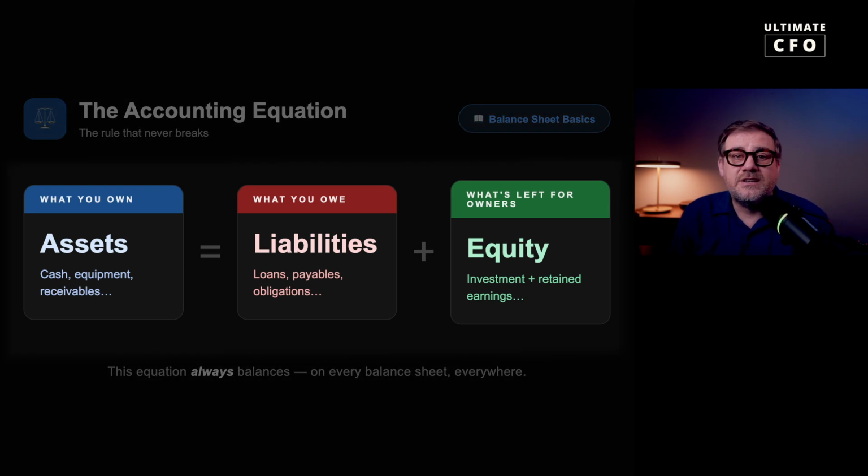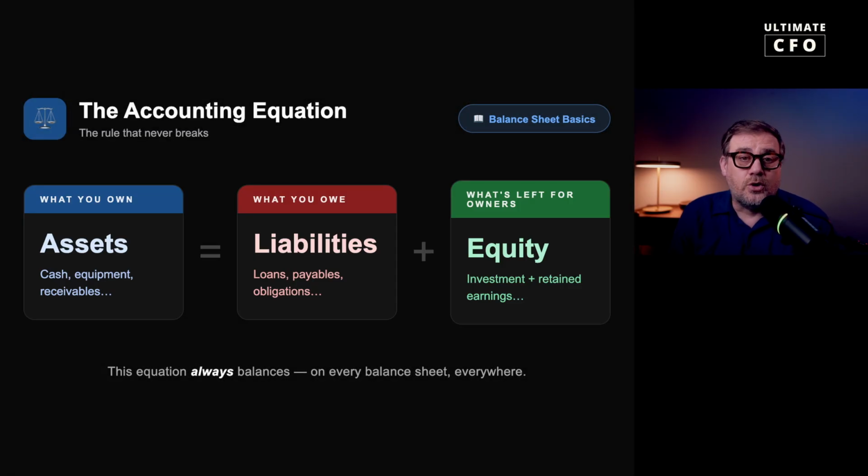And here is the equation that ties it all together. So basically, assets will always equal liabilities plus equity. This equation will always hold every single time, without exception, in every balance sheet, in every company. In the following examples, we will see that every financial event in a company's life will basically keep this equation balanced. Accountants call this double entry bookkeeping, but I personally tend to think of it in more practical terms.